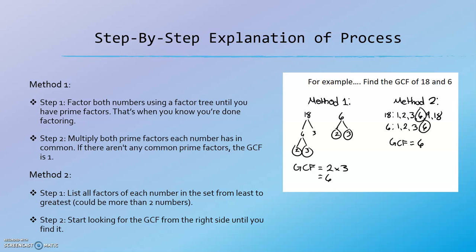For example, if a question said, find the GCF of 18 and 6, you could do method 1. And then you would factor 18, right? And then you would factor 6. And then you would circle the prime factors each number has in common. And then you would multiply those prime factors, and then you would get your GCF. If you were to do method 2, then you would list all the factors of each number from least to greatest. And then you would circle the greatest common factor, and then that would be your GCF.